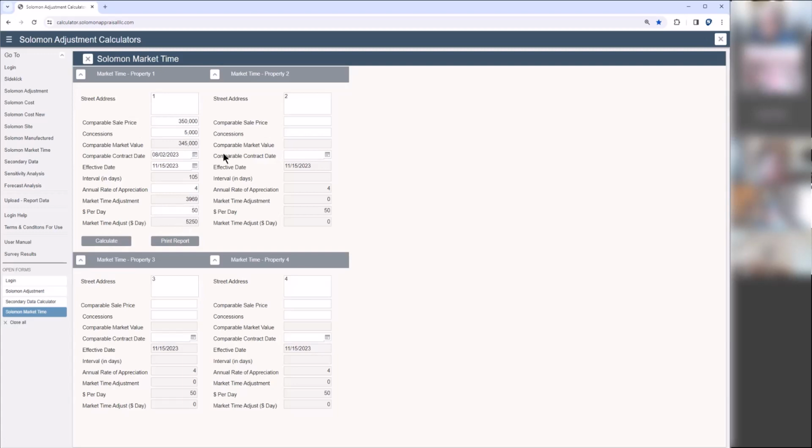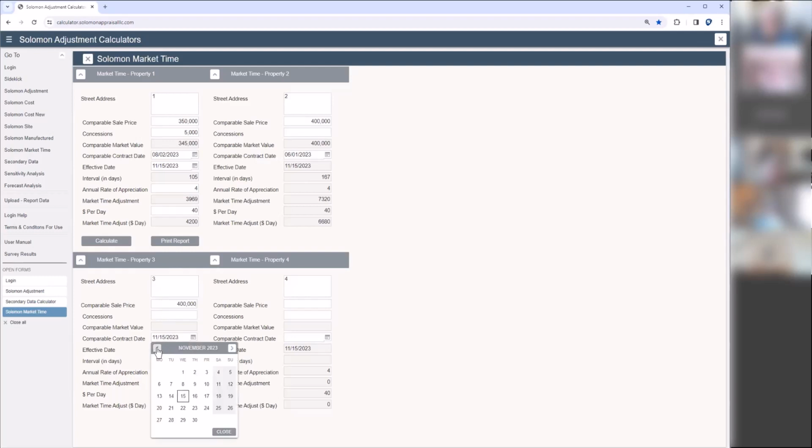Now, if you'll notice that we've already filled in some of the information on the other comps to make it a little bit quicker. So here's comp 2, 400. Let's say there were concessions of 0. And the contract date was back on June 1st. So there's 167 days. At 4% is $73.20. At $50 per day, it was $83.50. And if I change this to $40 a day, see if it gets a little bit closer. Okay. Comp 3, again, a $400,000 sale price.